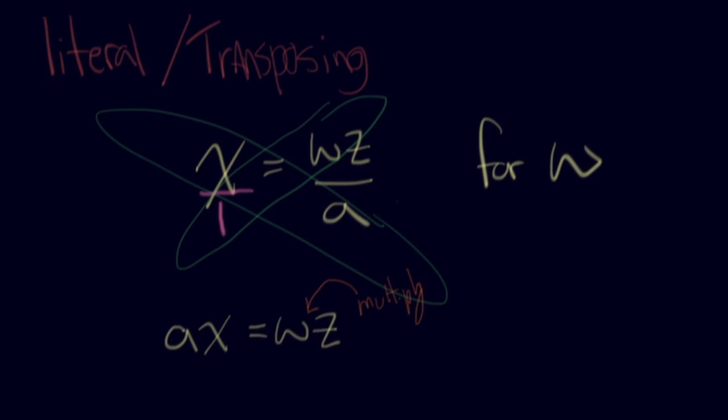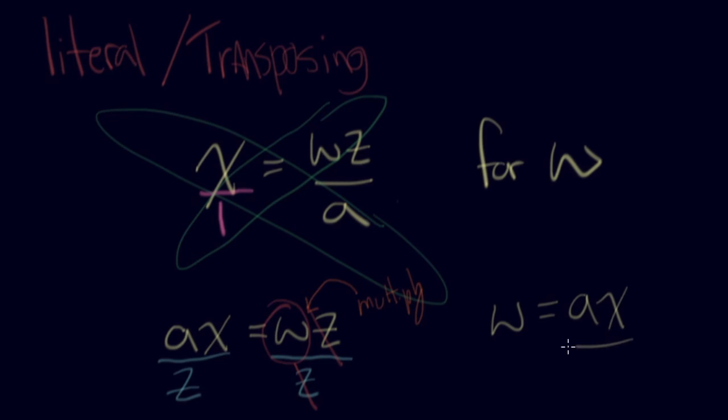And if you think of what's the opposite of multiplying, which is dividing, I'm going to divide both sides by z. And if I do it to one side, I do it to the other side. And what that does is it eliminates my z's, and it leaves me with the w. So my final answer is w is equal to ax all over z. So one little thing there with some transposing. Let's take a look at another one.